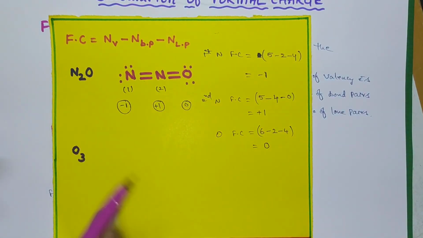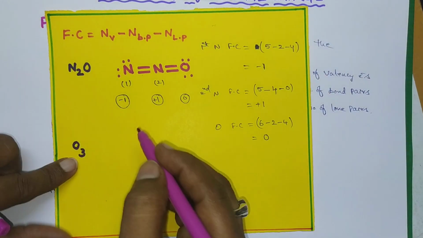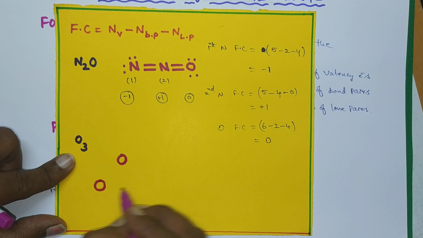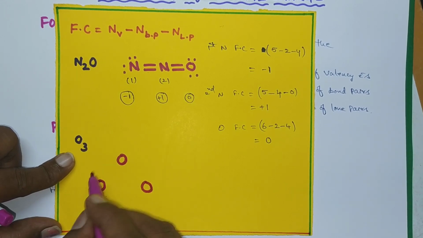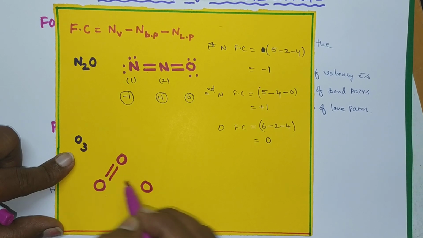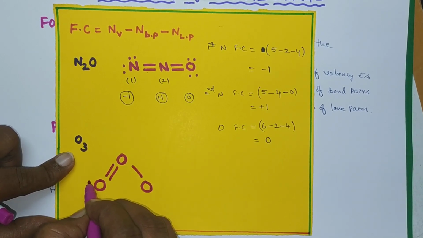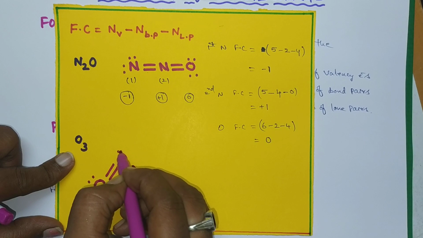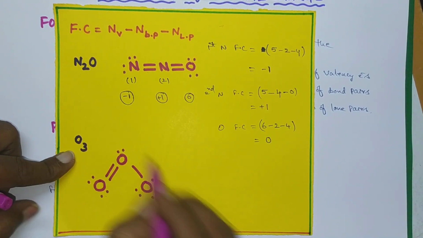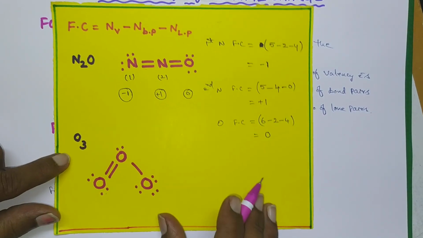And next one, ozone, O3. Ozone consists of 3 oxygen atoms. The structure of ozone is angular, so that is why we have to write it like this. You have to know the Lewis dot structure for ozone. So this is the Lewis dot structure for ozone.